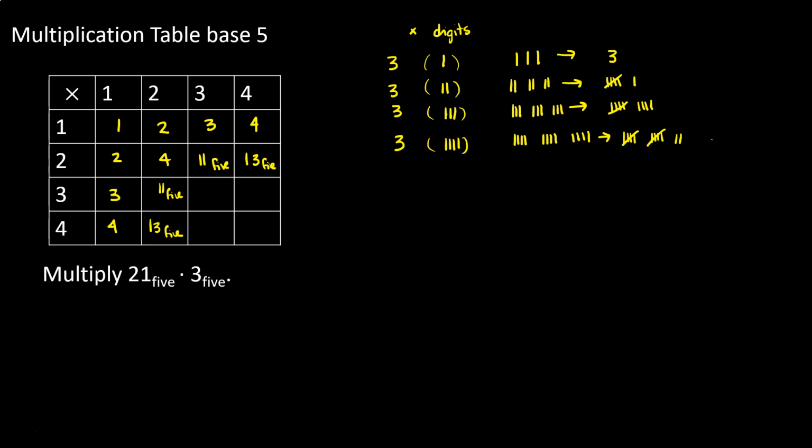So 3 times 1 is still 3. 3 times 2 turns into 1 group of 5 with 1 single. 3 times 3 turns into 1 group of 5 with 4 singles. And 3 times 4 turns into 2 groups of 5 with 2 singles. And we fill those in our table.